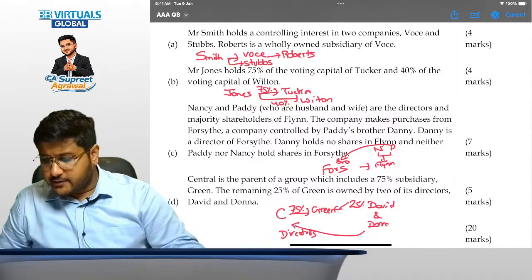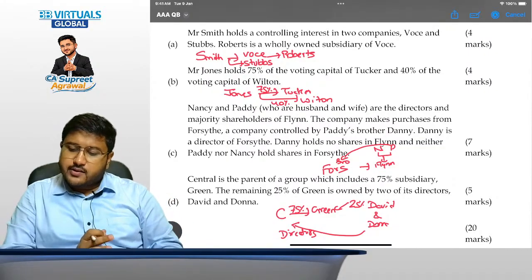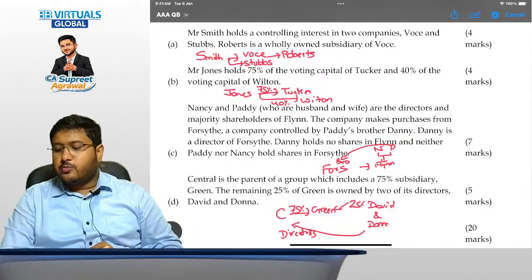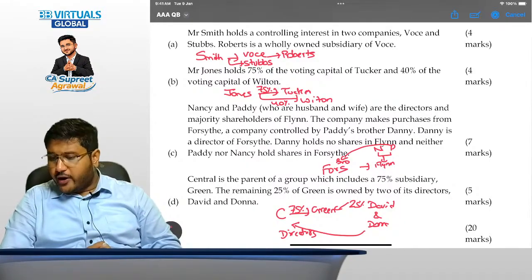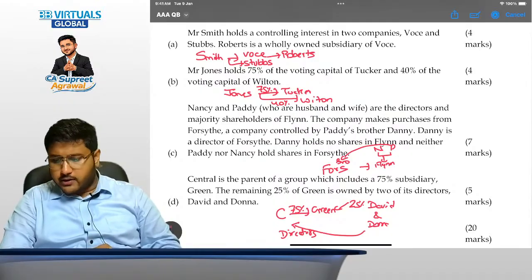Yes, I hope it's done. So let's discuss. When we discuss Smith, Woes, Stubbs, and Roberts, they are related parties to each other. Why so? Because there is a common control, right?